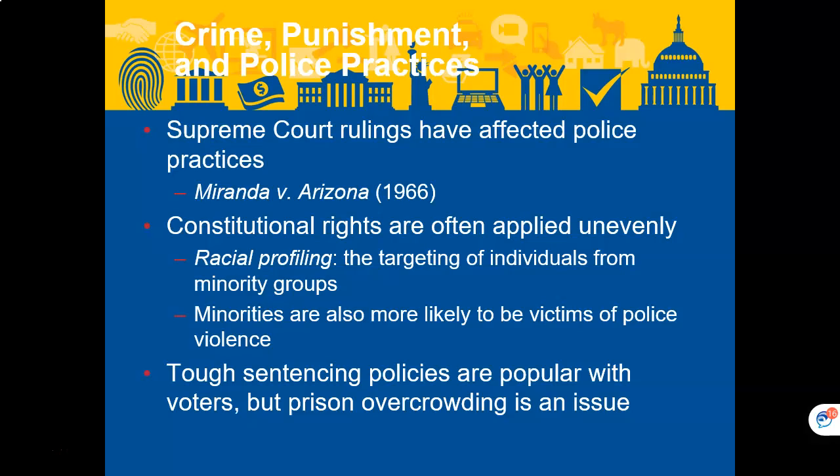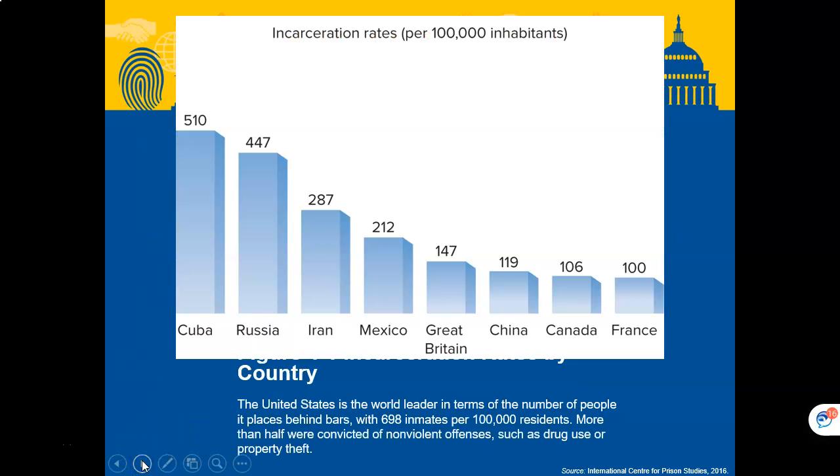People like to hear that someone is tough on crime, but prison overcrowding is an issue. We have disproportionate amounts of people in prison compared to other countries. The United States is the world leader in terms of the number of people that are placed behind bars. 698 inmates per 100,000. The next closest is Cuba with 510.